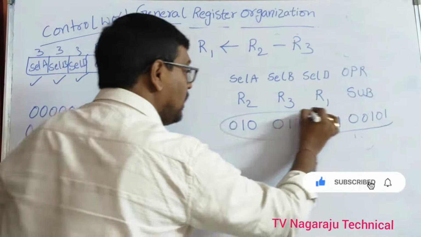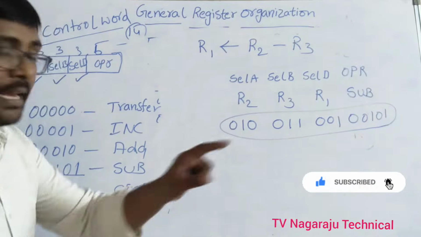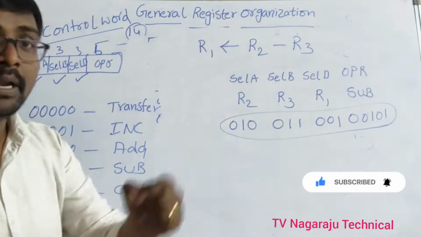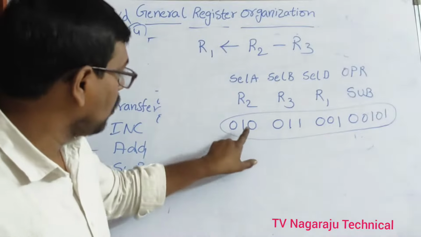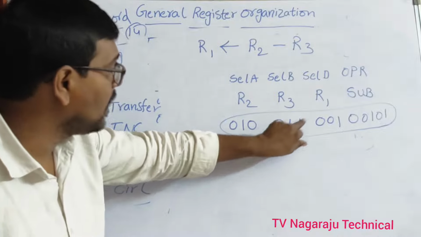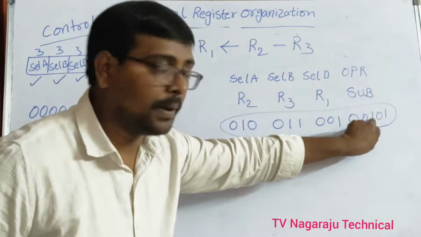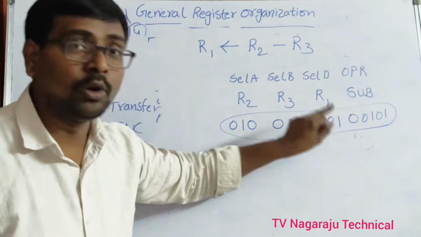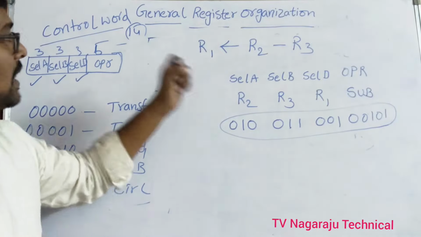Now this 14-bit control word is observed by the control unit. Based on this, it retrieves the content from R2 and R3 and performs the subtraction operation, and the result is stored in R1. This is the concept.